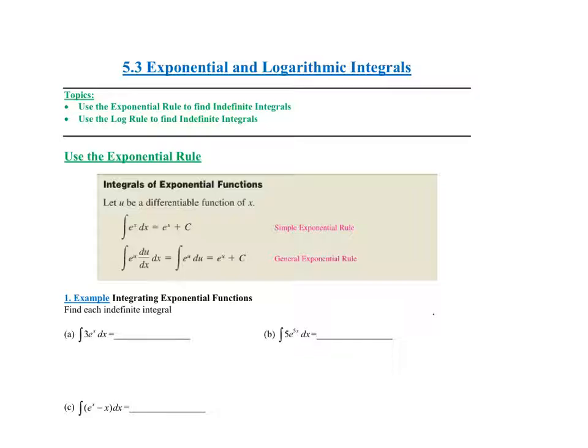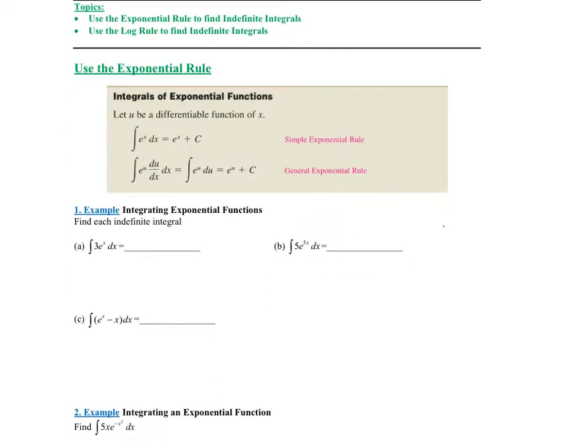So we know that the derivative of e to the x is e to the x. That means the antiderivative, or indefinite integral of e to the x, must also be e to the x, moving the other direction. But don't forget that plus c, which is that arbitrary constant. Likewise, we know that the integral of e to the u du/dx with respect to x equals e to the u plus c. In other words, that's the chain rule working backwards for the exponential rule.